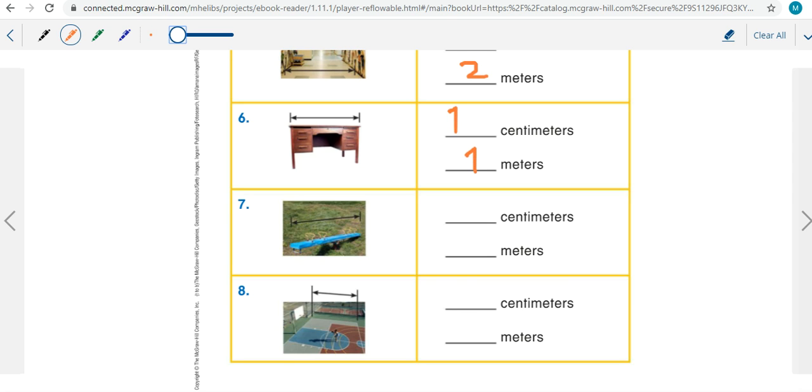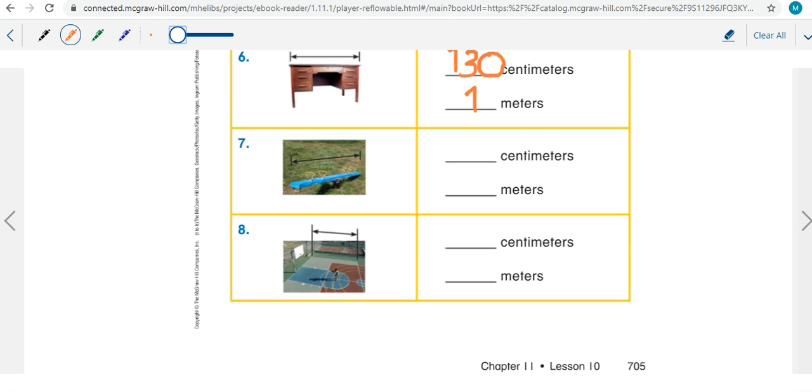Now the teacher's desk, it's about 1 meter. Let's say that the teacher's desk is maybe 130 centimeters. We are estimating. That is the same as 1 meter. Remember that we are estimating. This is a seesaw. A seesaw may be 3 meters. So if we have 3 meters, that is the same as we have 300 centimeters.